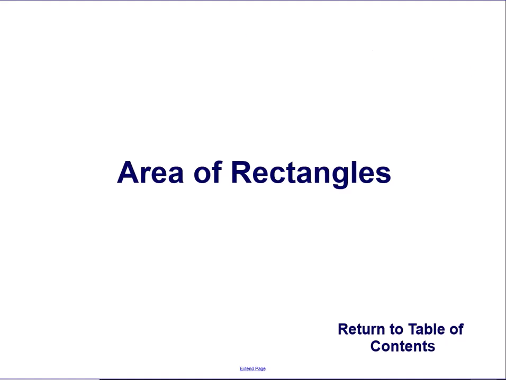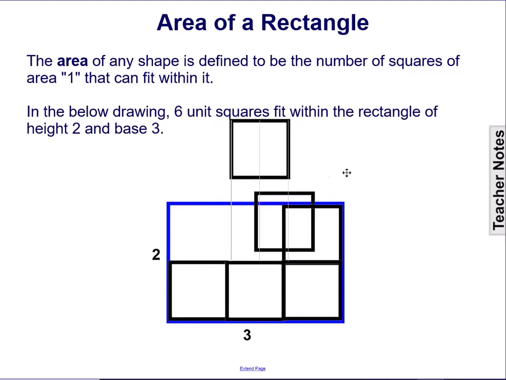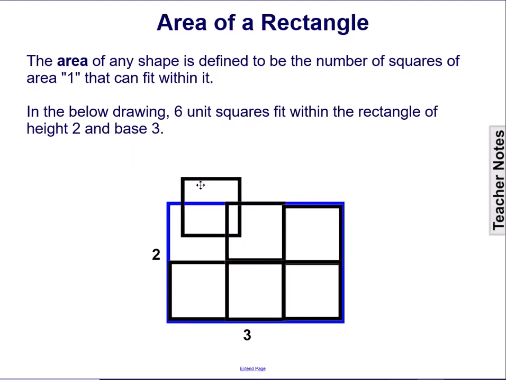Area of rectangles. The area of any shape is defined to be the number of squares of area 1 that can fit within it. In the below drawing, 6 unit squares fit within the rectangle of a height of 2 and a base of 3. I can go ahead and move these squares apart. I can see that it took me 6 squares to cover this rectangle.